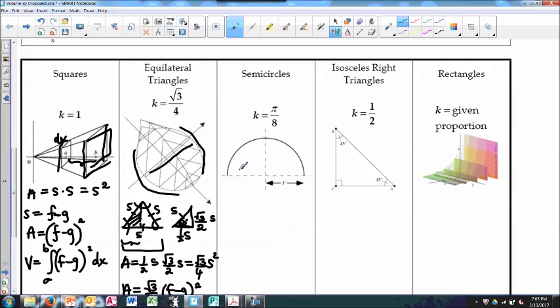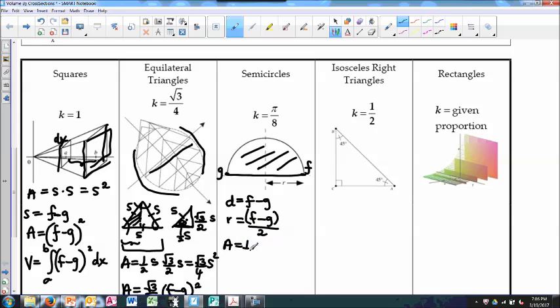Now, for semicircles, the base that's sitting between our two functions, let's write this one in terms of y. So our right minus left function, and the cross sections that are out in our three-dimensional space are semicircles. The difference is that f minus g is actually the diameter. So the radius is half of f minus g. The area of a semicircle is 1/2 pi r squared.